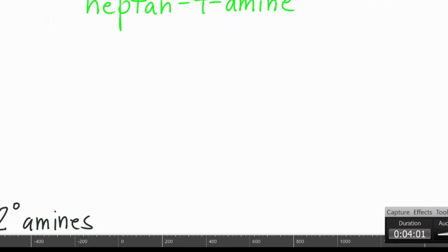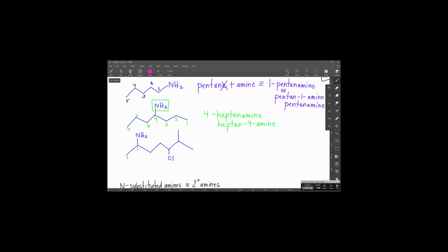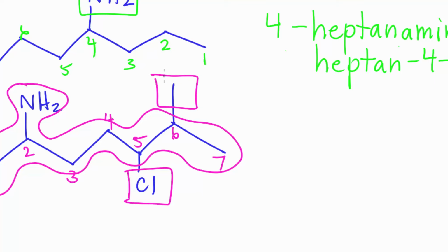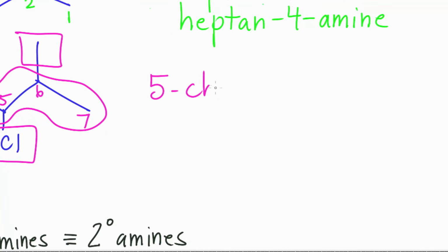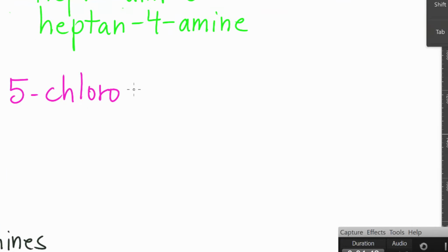Okay. If we add some additional substituents, it's going to take the same process. 1, 2, 3, 4, 5, 6, 7. Okay, so we have a heptanamine again, but I circle the parent chain. That's going to be my parent chain, and here are going to be my substituents. Okay, so I have a chloro on carbon 5, alphabetically that's going to come first, 5-chloro. And I have a methyl on 6, 6-methyl.